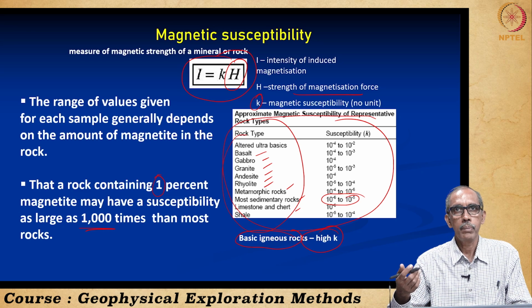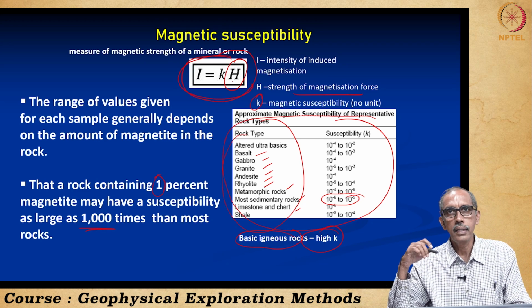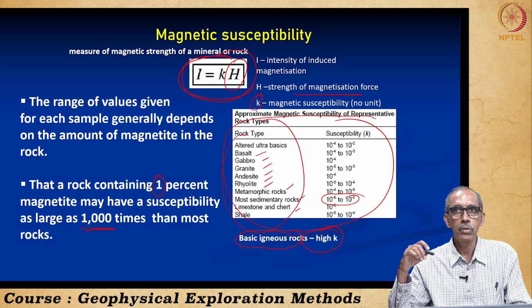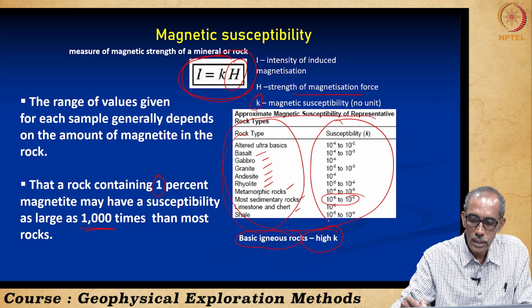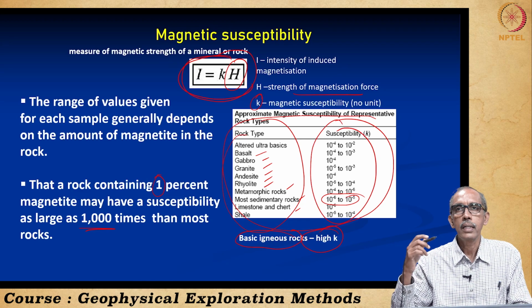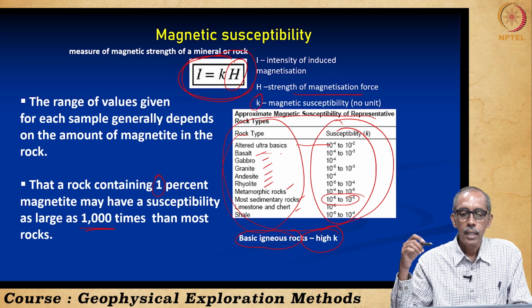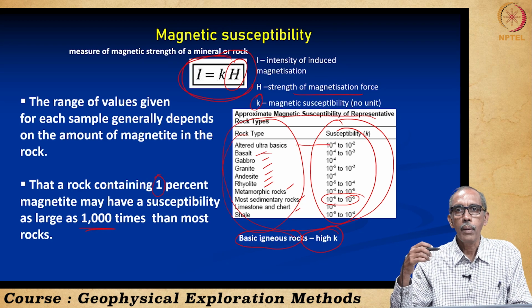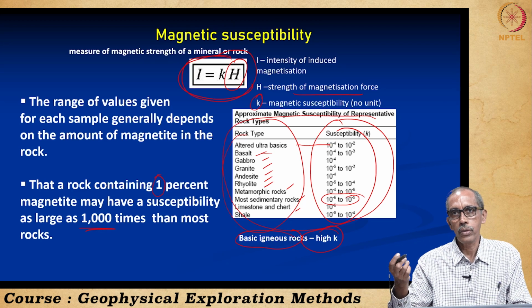So, magnetic susceptibility is given by this relationship where I is the induced magnetism, which is equivalent to magnetic susceptibility and the strength of the magnetic force. We had a look into this table in the previous lecture. That means the magnetic susceptibility of different rocks occurring in the earth is actually different. If you look at the different rock types, the magnetic susceptibility varies by an order of magnitude.